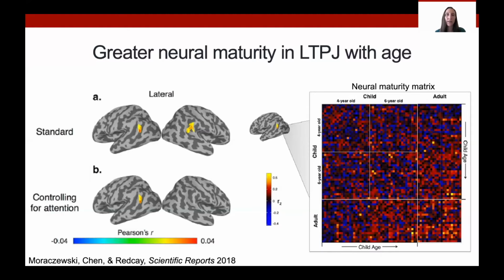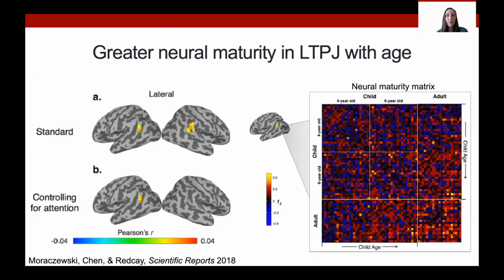The TPJ is a key node within the social brain, particularly in reasoning about beliefs. And this is an ability that does show significant change within this early childhood age range. However, the TPJ is a multifunctional region, and it's also involved in attention, memory, and language processes. So these data can't speak to why we see this increased reliability between 4 and 6 years of age and whether or not it's associated with social advances.